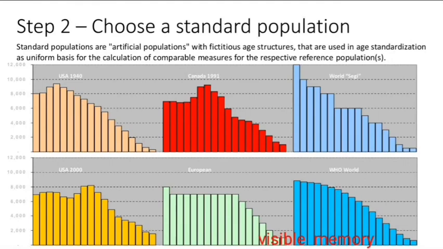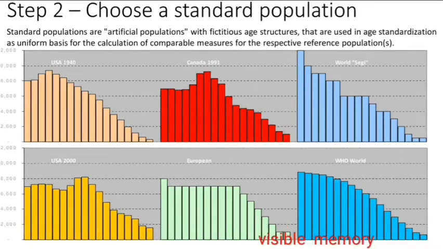In order to remove the confounding effect of age in two populations with different age structures, we have to take a standard population which reflects the average age structure of both populations. Different populations are used as standard populations, such as the USA, Canada, Europe, and most commonly the WHO world population. We can also find a standard population by combining the total number of people in both populations which we have taken in our example.